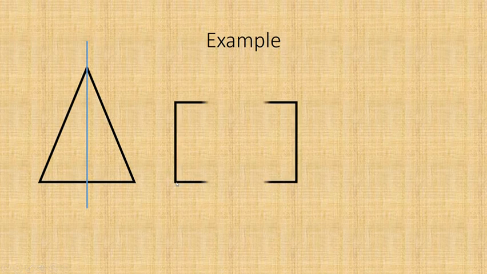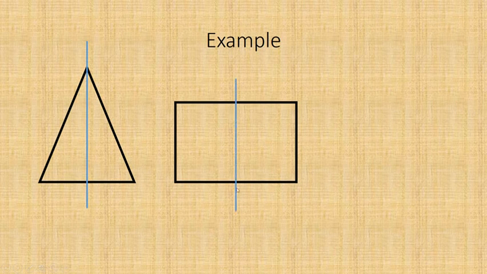Okay, let's have another example. This is a rectangle. If I just draw a line like that and try to fold this half on the other half, it's going to be identical. By the way, this reminds me of the paper. If I fold these two halves together, it's going to be identical. So this is called the line of symmetry.